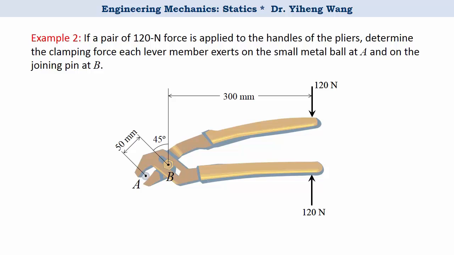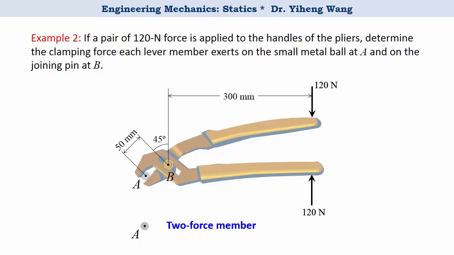Let's look at this simple example involving a pair of pliers. If we exert a pair of 120 Newton forces on the handles of the pliers, we need to determine the clamping force each lever member exerts on the metal ball at point A, as well as on the joining pin at point B. A quick analysis tells us that the metal ball at point A is a two-force member.